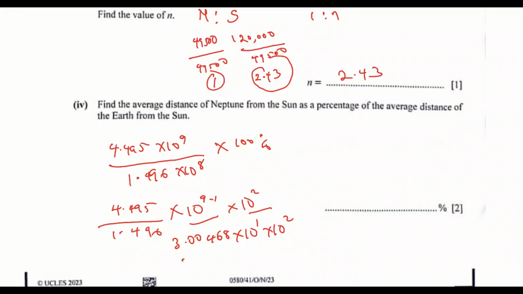So we are going to have 3.00468 times 10 to the power of 1 add 2, that is multiplication of indices, that will be 3. So the final answer will be 3.00468 times 10 to the power of 3. So that is what you have there. So let's go to the next question.